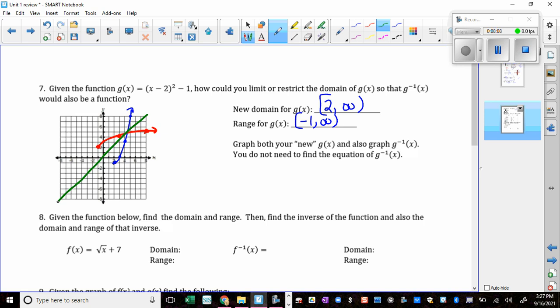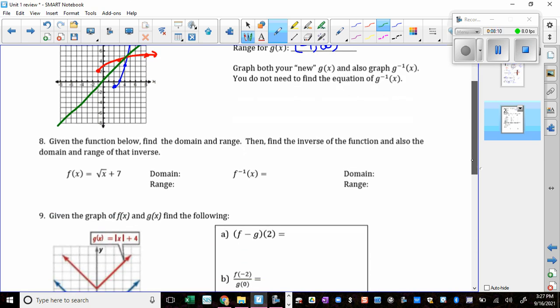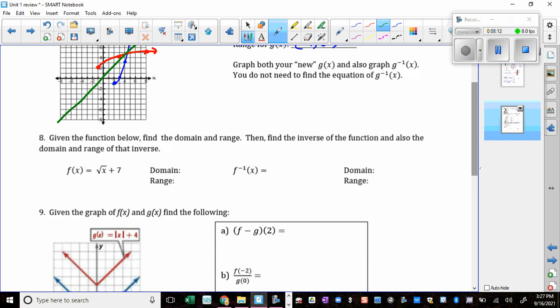All right, for number 8, given this function below, we are going to find the domain and range and everything, and then we're going to find the inverse. Okay, so this is a square root function, moved up 7. So it starts up here at 7, and nothing else happens to it. It just pops up like that. So this is the point 0, 7, right? So from there I can tell the domain is from 0 over.